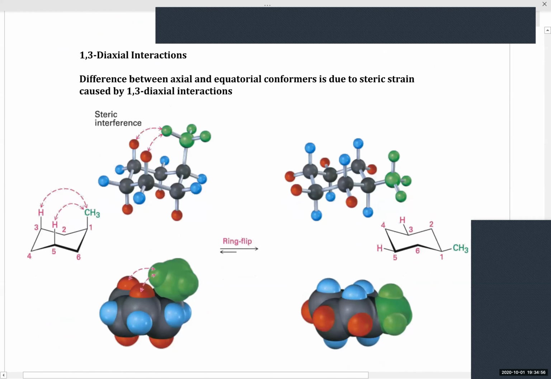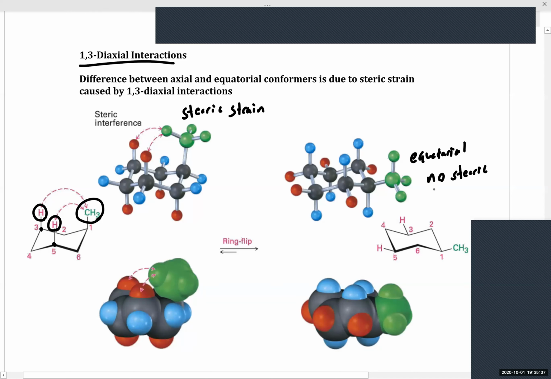1,3-diaxial interactions are so named because they're interactions between our axial substituent and the other axial substituents at carbons 3 and 5. So it's interactions between our axial substituents that result in steric strain. This is why our equatorial conformer is lower in energy, because when we're in the equatorial position, we have no steric interactions. There's no 1,3-diaxial interactions when our substituent is equatorial.